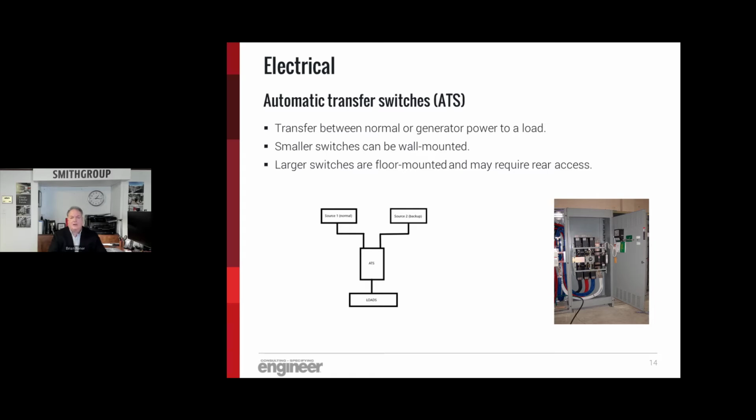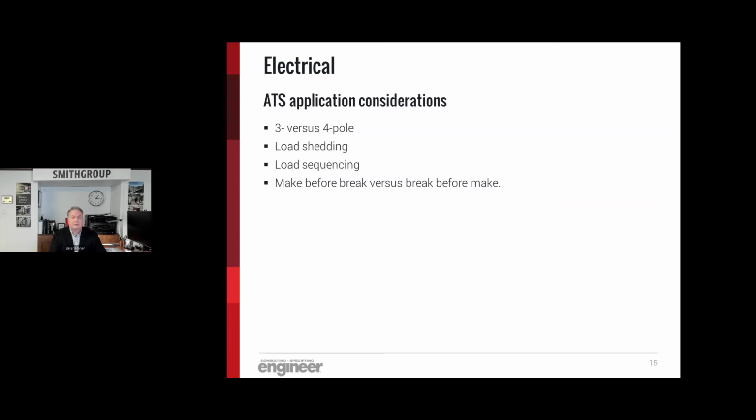You also have to discuss if you want bypass isolation should the transfer switch ever fail, or you want to do maintenance on the transfer switch. Additional considerations for automatic transfer switches include whether you want a 3-pole with overlapping neutral or 4-pole. These days, 4-pole, which has a true switched neutral, is the most common application of ATS, but you need to look at that. Next are the topics of load shedding and load sequencing.